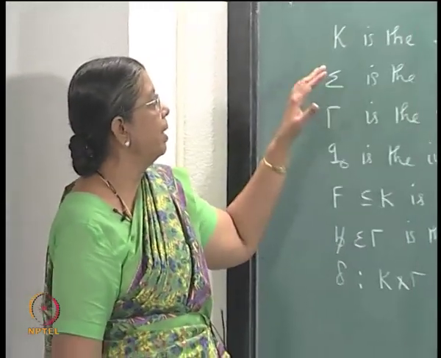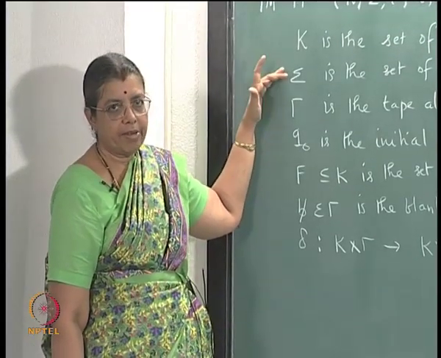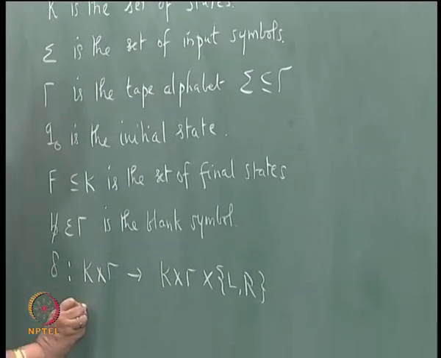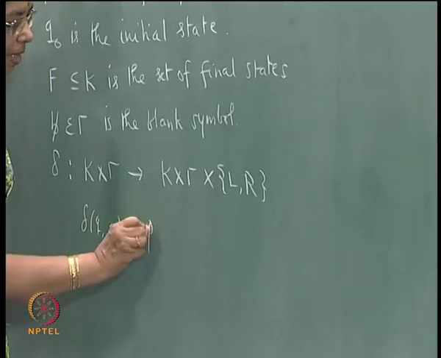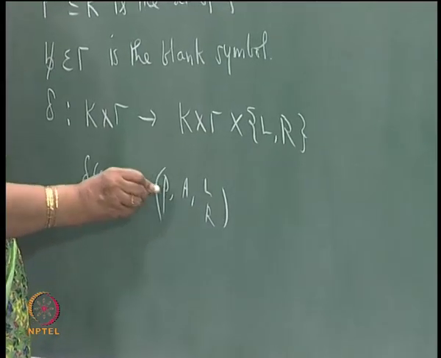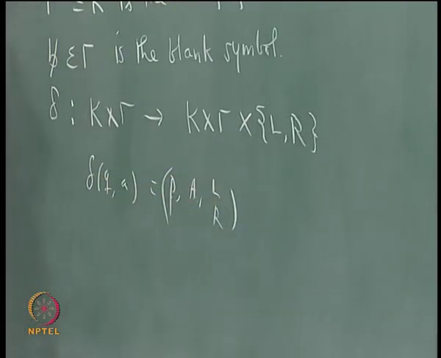So, in a formal way we denote the Turing machine by these 7 tuple with the set of states, the tape alphabet, a portion of it which is the input alphabet, q naught the initial state, F contained in K the set of final states, and one symbol in Gamma denoted as the blank symbol, and delta a mapping from K cross Gamma into K cross Gamma cross {L, R}. The mappings are given in this form: delta of (q, A) is equal to (p, A', L or R). That means, if it is in state q reading the symbol A, it can go to state p, rewrite over A, and move left or right.